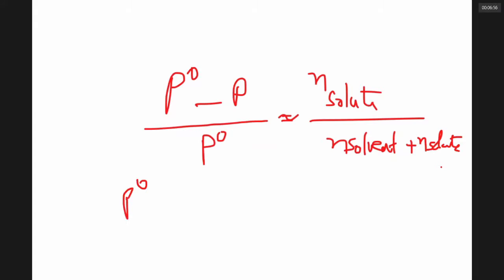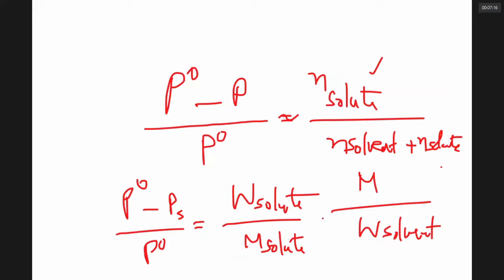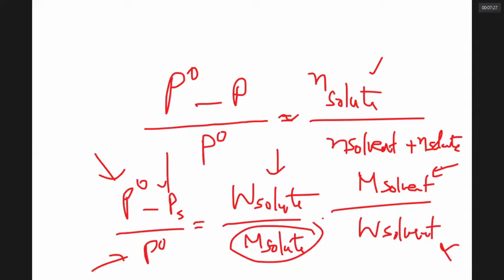Why can I ignore it, sir? Because solutions are dilute. Therefore, the number of moles of solute is given by weight of solute divided by molecular weight of solute, and the number of moles of solvent is given by weight of solvent divided by molecular weight of solvent. So if I know this, I can find this. Yes or no?